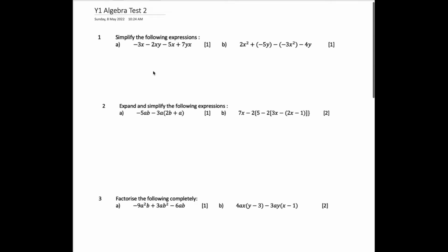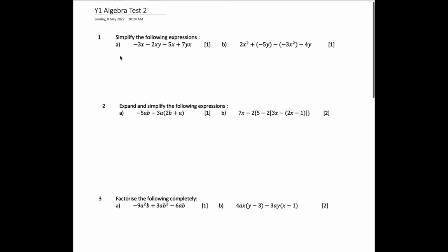Solutions to Algebra Test 2. In the first example, we have a collection of like terms. Like terms have the same letters. So we have 3x and 5x here, which are like terms.